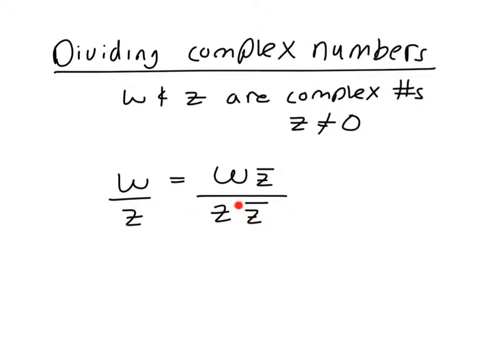The reason why we do this is because z times its conjugate is a real number, right? It's a squared plus b squared. Doesn't involve imaginary. And so if we want to get this into standard form, so right now it's not in standard form if it was a complex number divided by another complex number. This is the step that we want to do. This will make sense once we do an example. So let's go ahead and get to it.